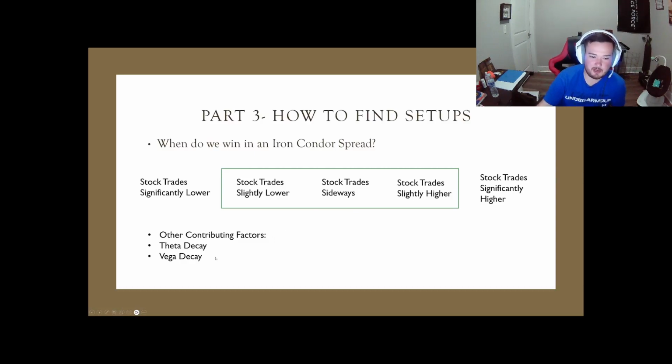Some other contributing factors to even the iron condor spread are also the theta decay and the vega decay. So in all three of these setups, what's the commonality? Stock trades sideways, stock trades slightly higher, stock trades slightly lower, and then theta decay and vega decay are also all of the contributing factors to winning trades.